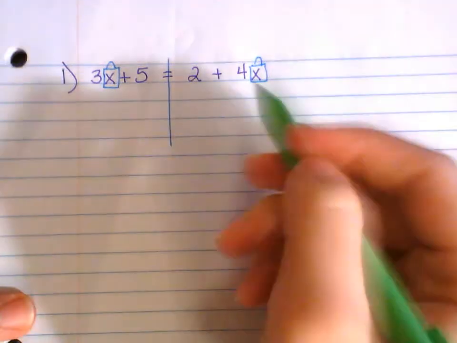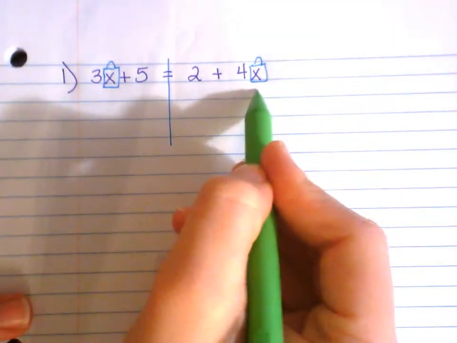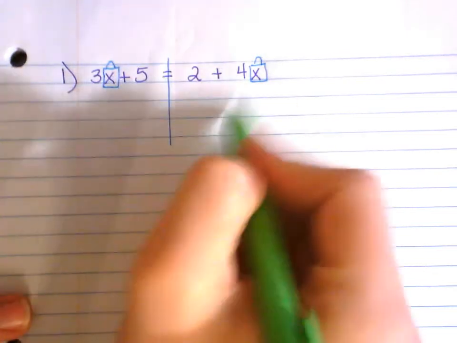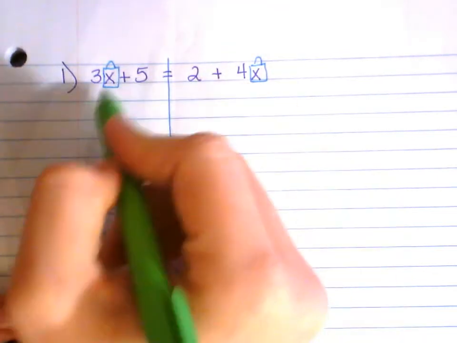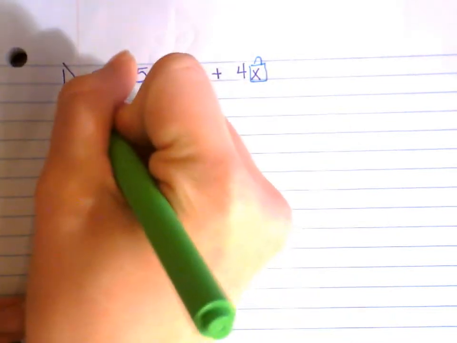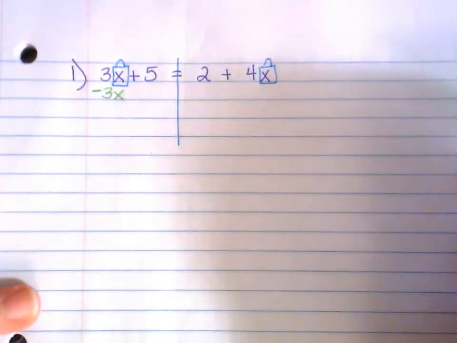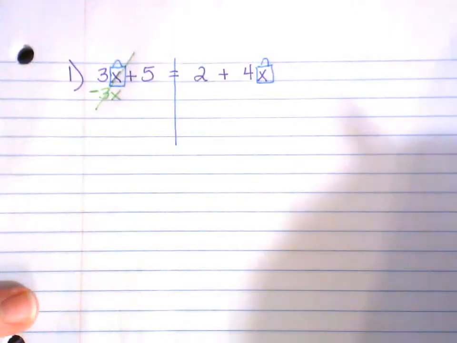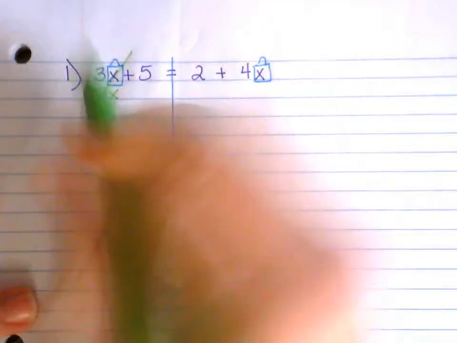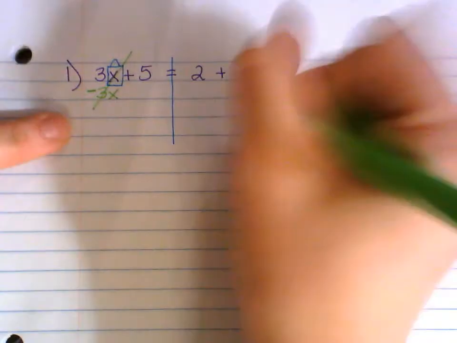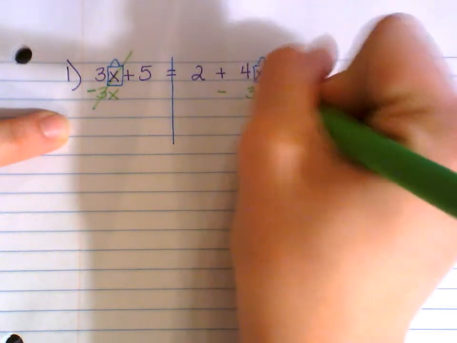I like to keep my x's positive. 4 x's is more than 3 x's. So I'm going to take this 3x and get it over on this side. So how do I get a positive 3x to the right? Well, the opposite of positive 3x is negative or minus 3x. If I have 3 x's and then I take them away, I subtract them, we're left with none. What we do to one side, we do to the other side. So minus 3x, minus 3x.